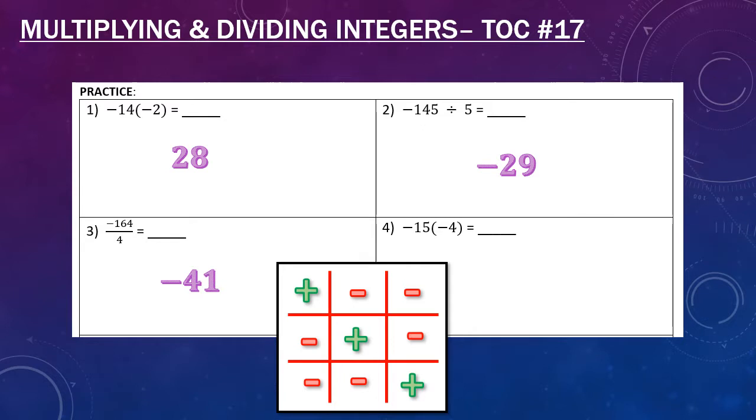Just a shortcut. Number 4, we have a negative times a negative. So here it is in my tic-tac-toe board. My answer is going to be positive because I have an even number of negatives. All I have to focus on now, since I know my answer is positive, is 15 times 4, which is 60.